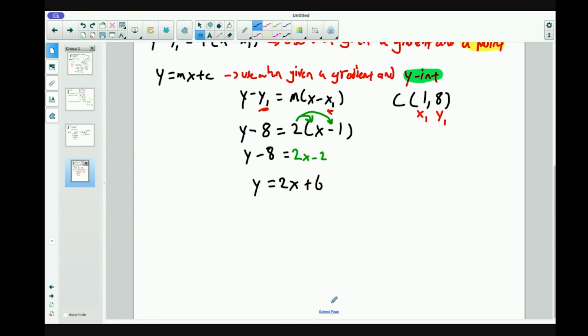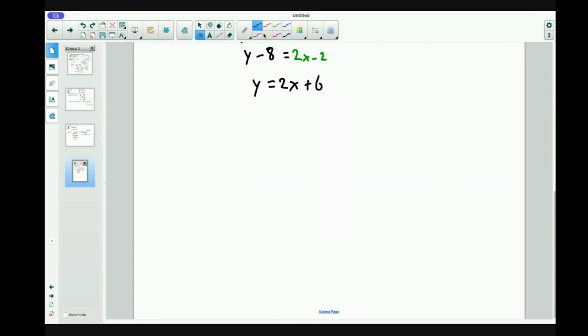So looking at some applications, before we move on to the applications, though, I want to talk about the differences between parallel versus perpendicular lines. Okay, so parallel lines, they have the same gradient.